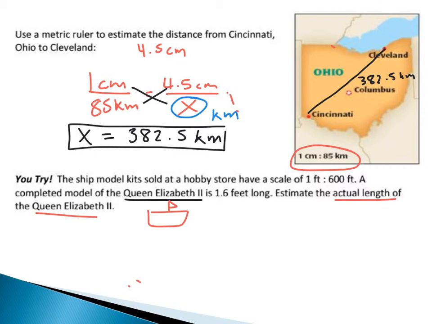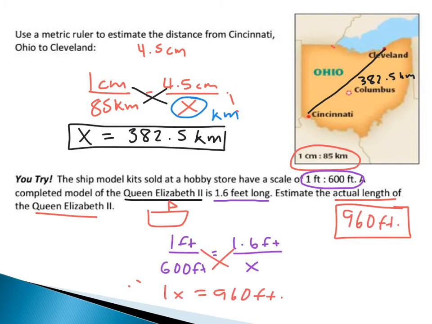All right, so I want you to give this a try. Here's what you're going to be using. Think about the last example we did. The scale that you are given here is that 1 foot is equivalent to 600 feet. So if you know that the model of the Queen Elizabeth is 1.6 feet long, I want you right now to set it up and figure out how long the Queen Elizabeth II is in real life. So pause the video, give this a shot. Ready, set, go.